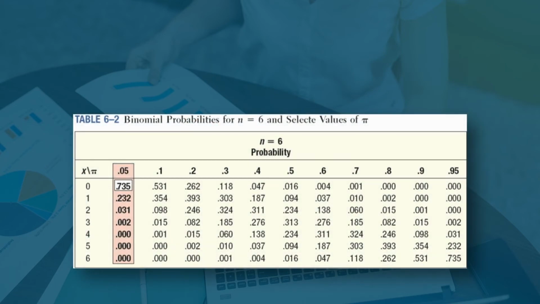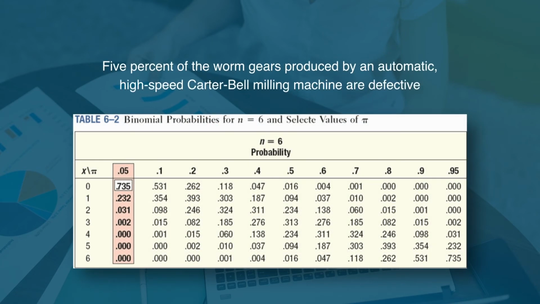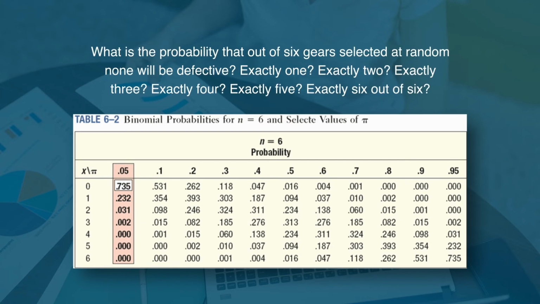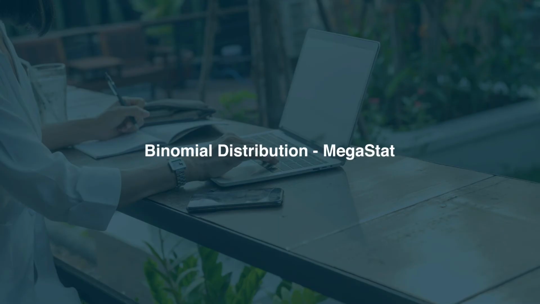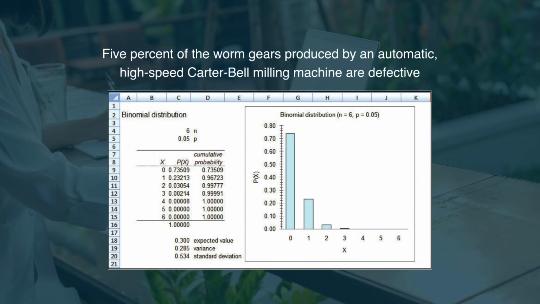If we talk about 5% of worm gears produced by an automatic high speed carbide milling machine being defective, what is the probability that out of 6 gears selected at random, none will be defective? So exactly 1, exactly 2, exactly 3, exactly 4, exactly 5, exactly 6 out of 6. This is the way the value is going to be calculated. Binomial probabilities for n equal to 6 and selected values of pi are this. And 5% of the worm gears produced by an automatic high speed carbide milling machine are defective.